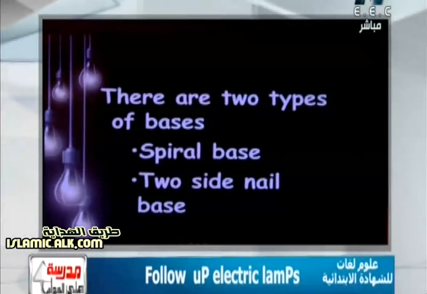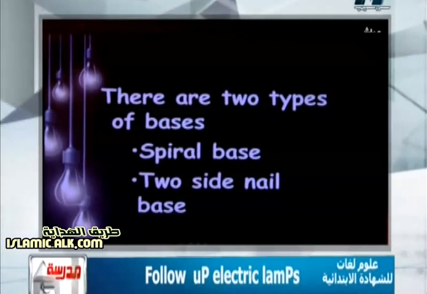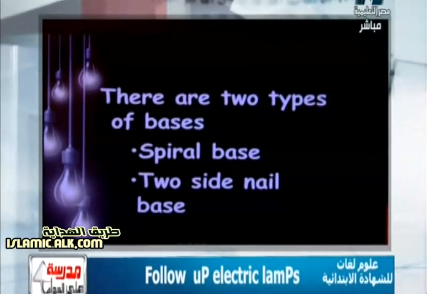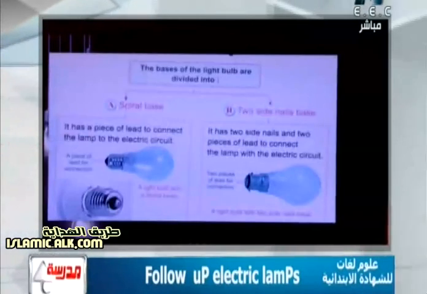So there are two types of bases. What about the base? We have the spiral base and the two-side nail base. The spiral base is commercially called the screw lamp, and the two-side nail is the nail lamp. So what's the difference between them?